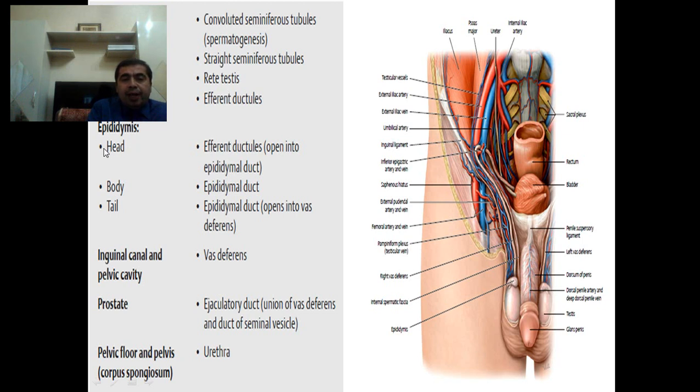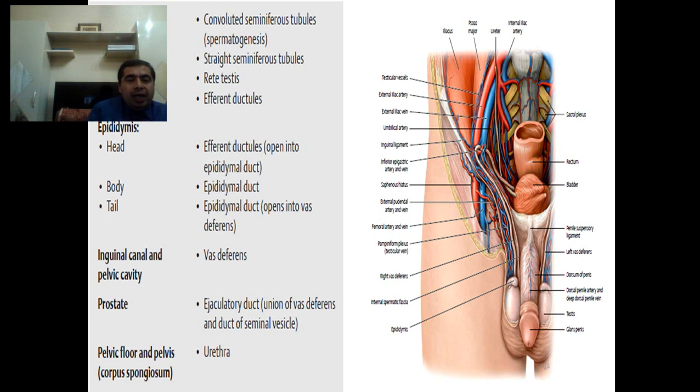The epididymis is formed by the head, body, and tail. The head is formed by the efferent ductules, which open into the epididymal duct, and within the body and the tail we will find the epididymal duct. The epididymal duct is a derivation of the Wolffian duct, not body, Wolffian duct.